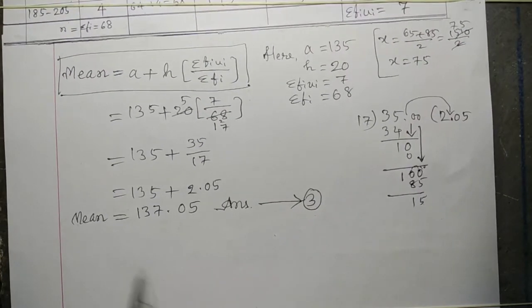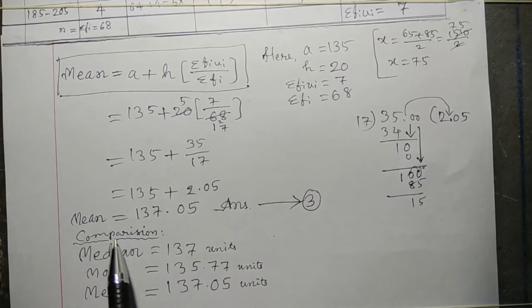We got the comparison of answers. Median is equal to 137 units, mode is equal to 135.77 units, mean is equal to 137.05 units. So if we observe all these answers, we understand all these answers are approximately nearer.